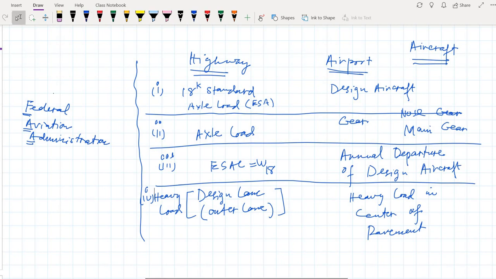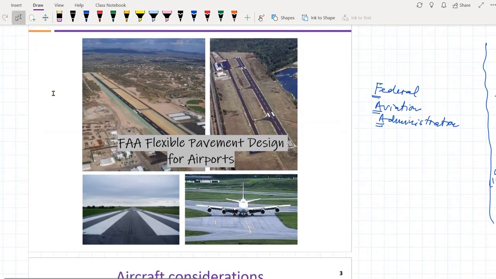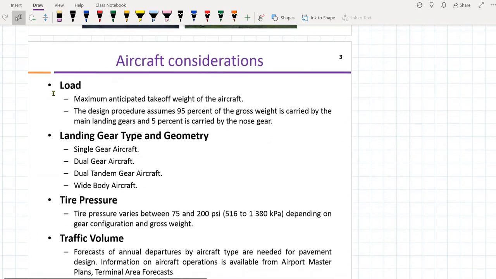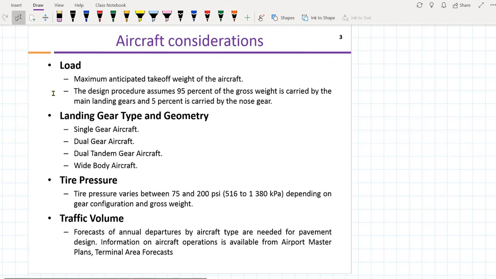Okay, let's start. When we design our pavements, we always consider the takeoff weight of the aircraft, the maximum anticipated takeoff weight. The reason we use takeoff weight is that when an aircraft is going to take off, its weight is more because it is full of fuel. The normal procedure is that we consider 95% of the load is taken by the main gear, and only 5% of the load is taken by the nose gear.